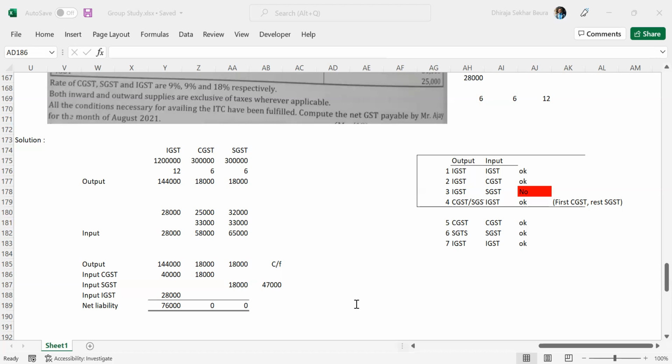28,000. Why did I miss 28,000? Okay, got it. 28,000 out. Input total input tax. Okay, got it. Fine, sure. Can you give one more iteration so that we can practice? Sure, I can give you separately once we are done probably.